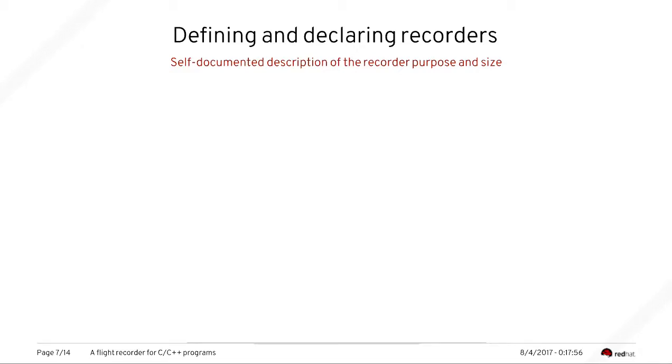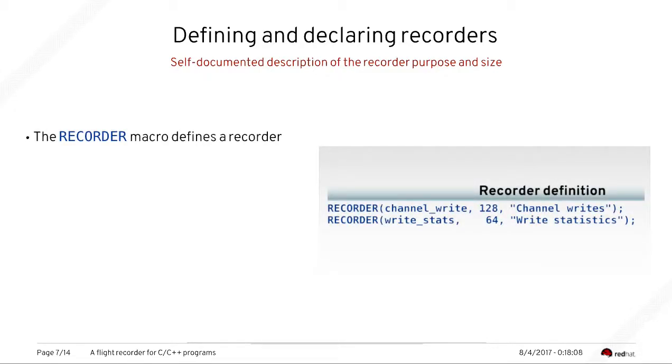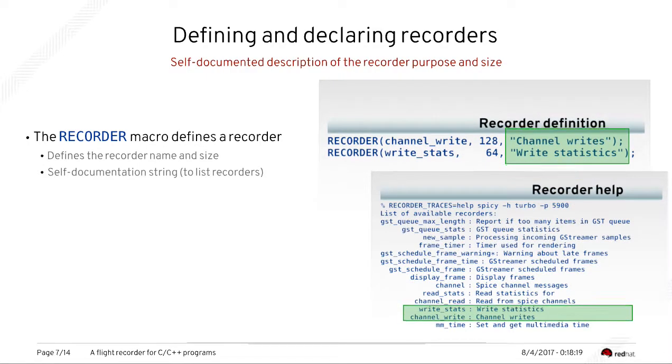So how do you define and declare recorders? The idea is to have a self-documented description of the recorders that you have in your program, what they mean and how many things you have in them. The recorder macro defines the recorder. It begins with a recorder name and its size, that is the number of entries the recorder can hold together. The last field is used for self-documentation to list the recorders. And you can see an example here where we list the recorders available in the SpiceC program.